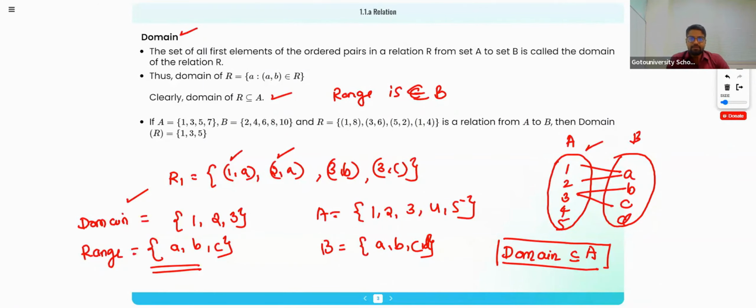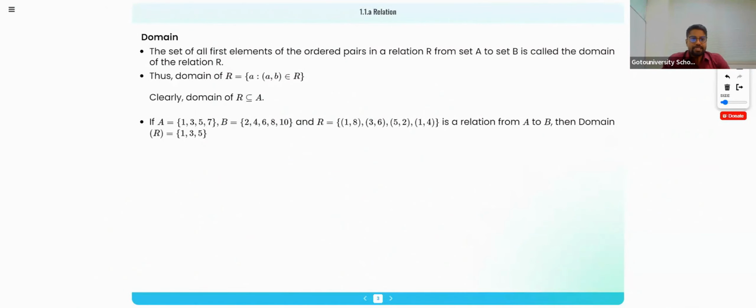Yes. Let us observe this example. I'm erasing this. If set A has 1, 3, 5, 7 and set B has 2, 4, 6, 8, 10, and the relation is defined like this: 1, 8, 3, 6, 5, 2, 1, 4. Then what is the domain? You can check this as 1, 3, 5. As 1 is already repeated, I don't want to write it again. You don't have to write it. Even if you write, it should not be counted. So domain of this relation is 1, 3, 5.